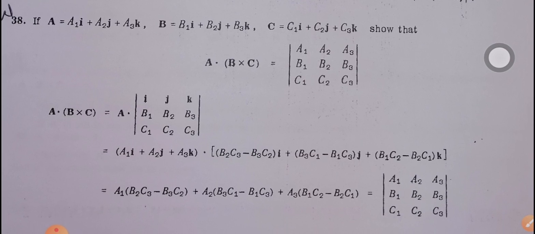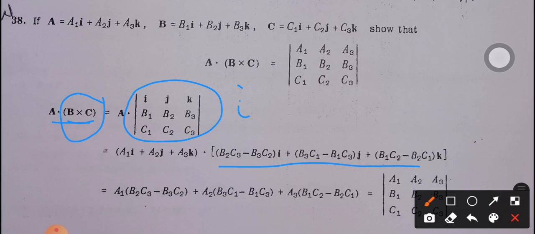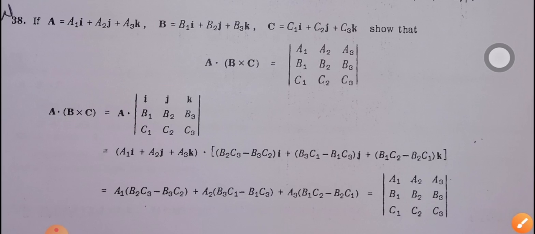So here I'm going to check it. For a dot b cross c, we will solve b cross c first, and then we will take the dot product of the resultant with the vector a. So for b cross c, I have to solve the determinant with rows i, j, k, b1, b2, b3, and c1, c2, c3. So here I have expanded the determinant. It will be equal to i, and so on, which is the expanded form of the determinant.